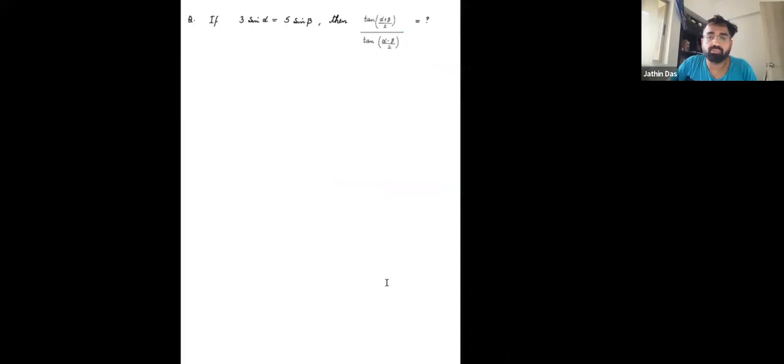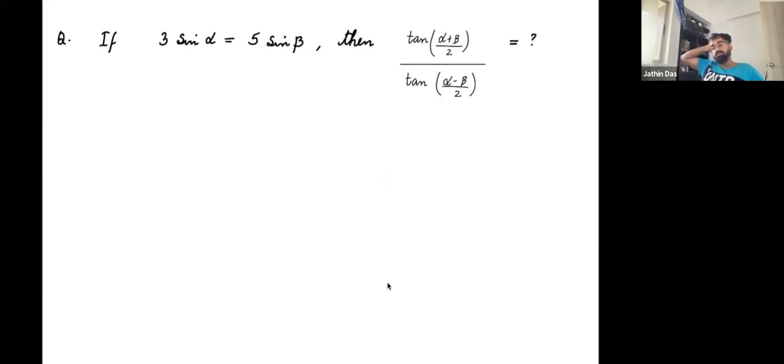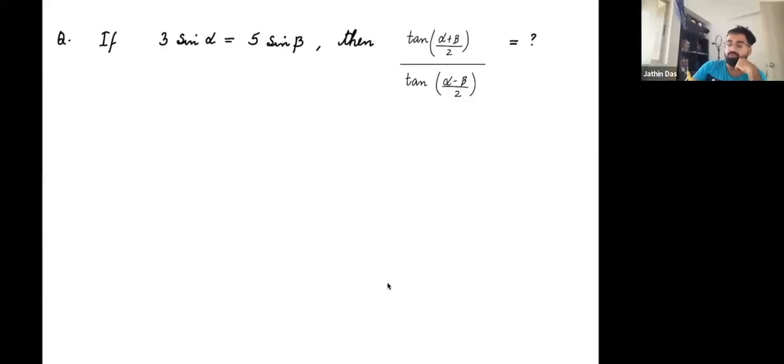Okay, try this. Before doing, tell me what you're going to do. How will you reach it? How will you get tan alpha by 2, alpha minus beta by 2? And this method, this process, you have to remember, because somewhere it will make your work easier. That's why this is a good question.